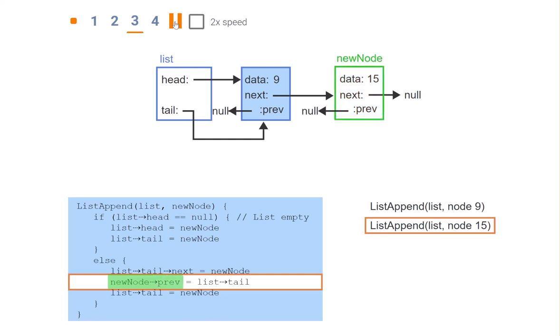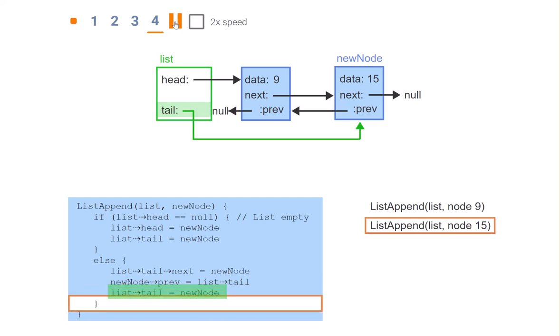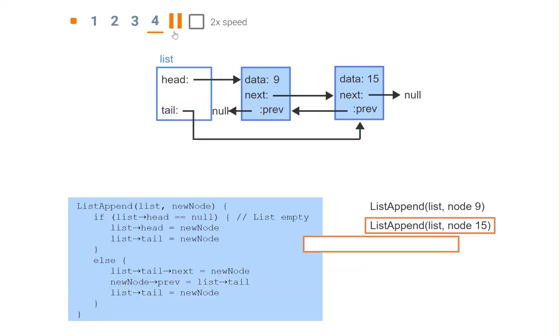So we have assigned the previous pointer to the existing list tail, because the tail has not been changed yet, which is the node with a data value of 9. And now we're proceeding to the last line, where we're going to finalize this list with pointers, which will assign the new tail to the new node. List tail equals new node. And that's it. Here's how it's done.